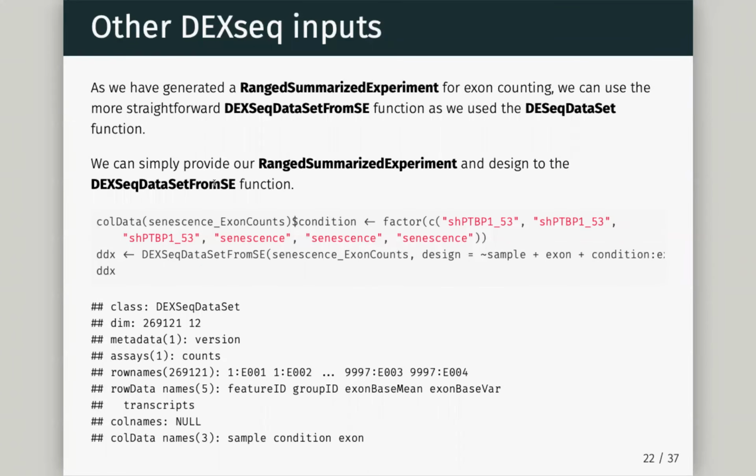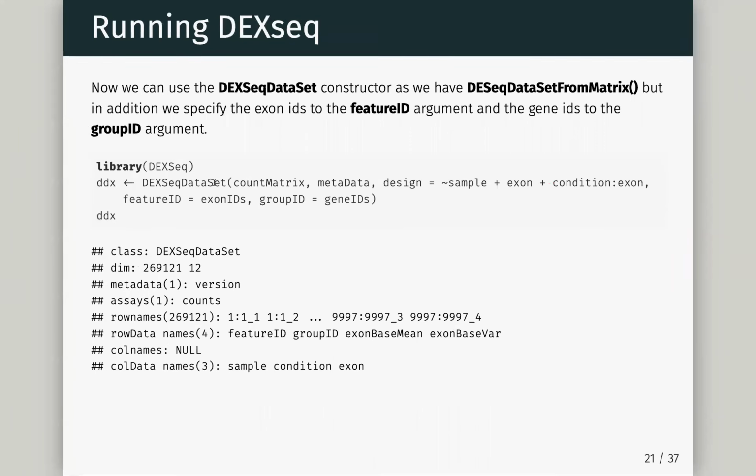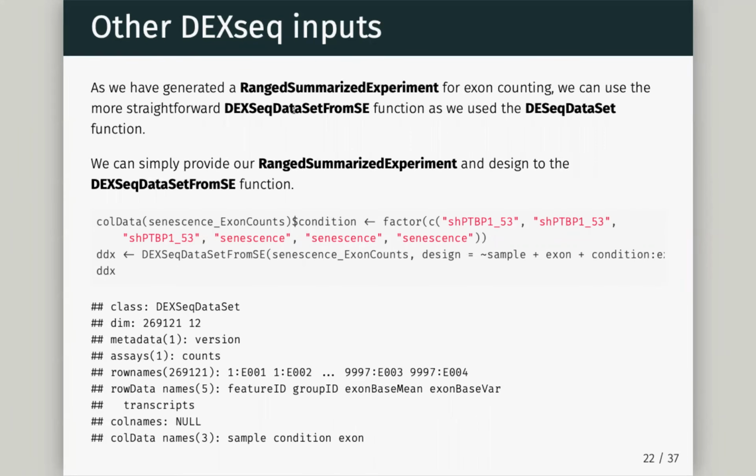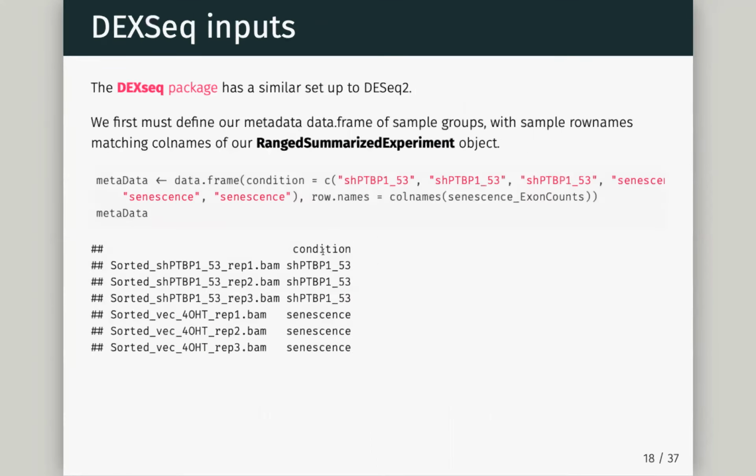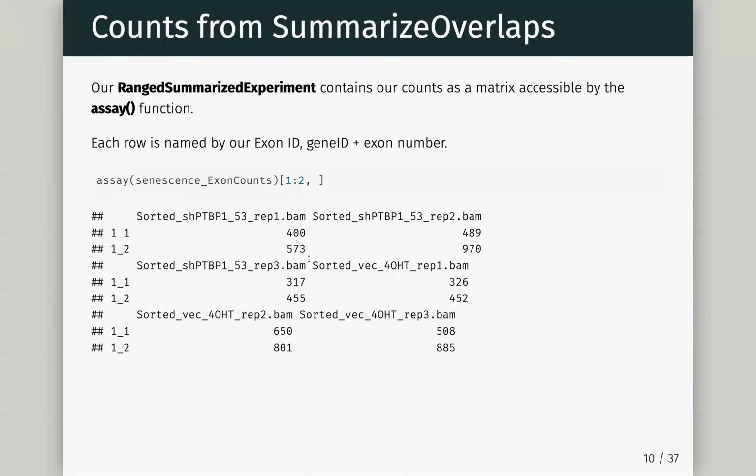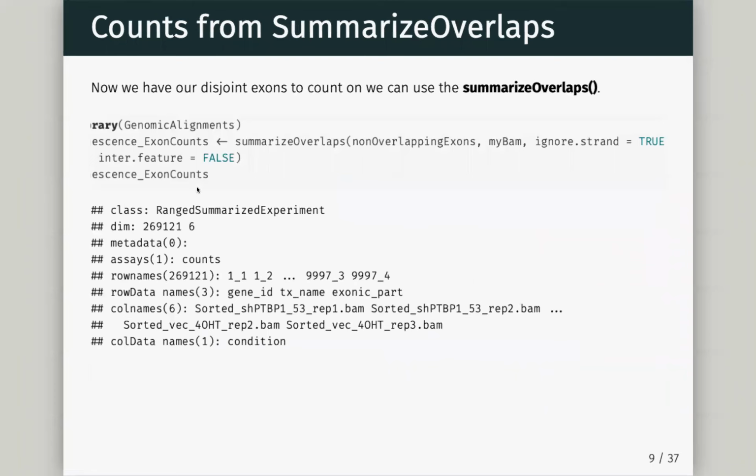As we have already generated a ranged summarized experiment, we can actually use the DEXseq dataset from SE function, so summarized experiment. We just have the ranged summarized experiment version. To do that, all we need to do is provide to the DEXseq dataset from SE our senescence exon count, so the ranged summarized experiment we already had. So this object here, do I actually show that object? Yep, this object here.